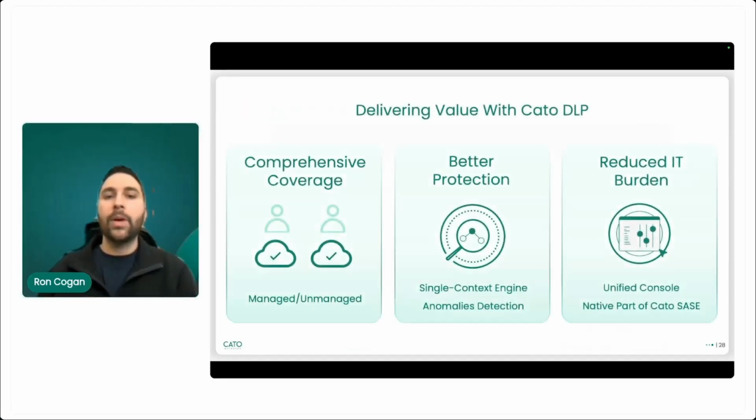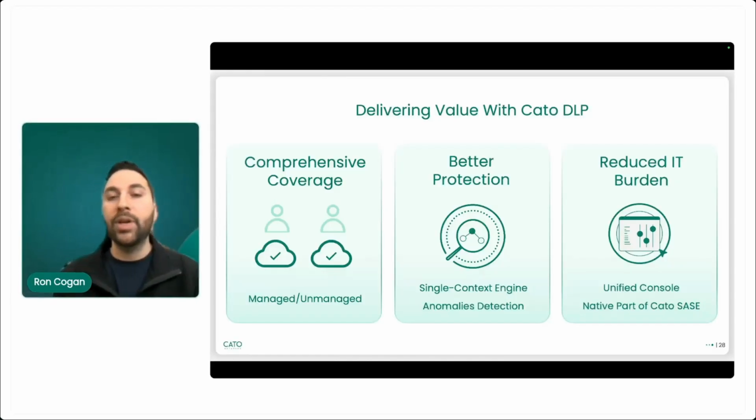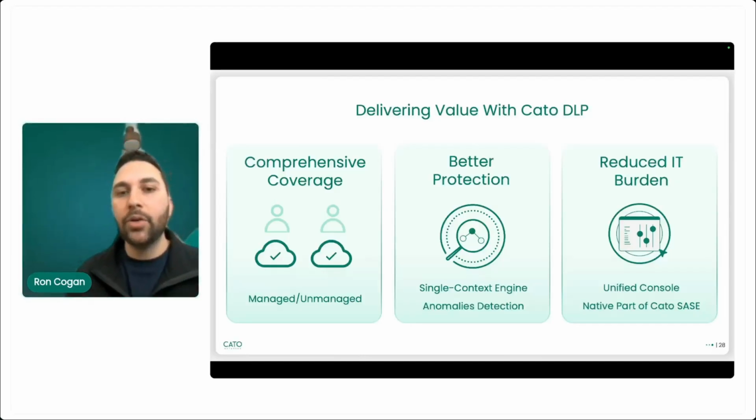And with Cato, what you are basically getting is first comprehensive coverage for both managed and unmanaged devices, since we are working from both the network side, the inline part, and also what we call out of band via API. We integrate with your business critical apps. This provides data protection inside your business critical apps for your corporate data, mostly for unmanaged devices where the employees are not necessarily connected through Cato.